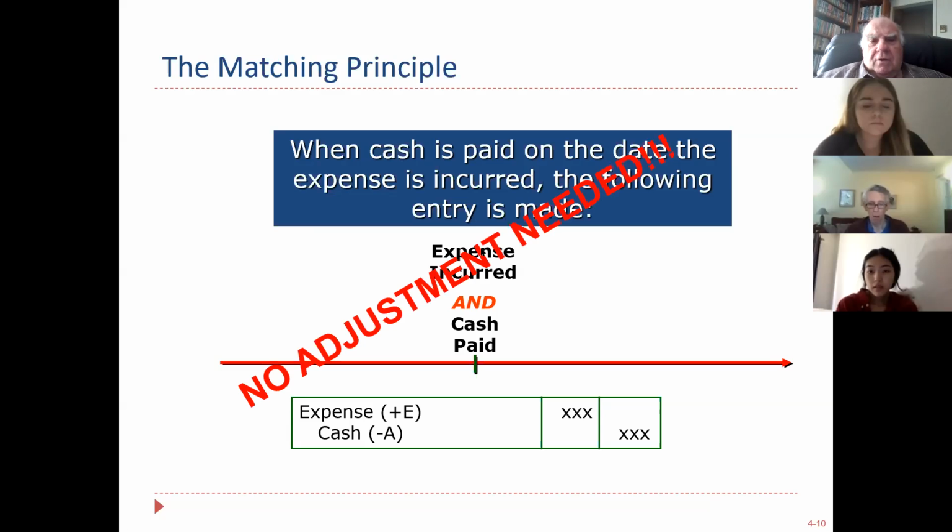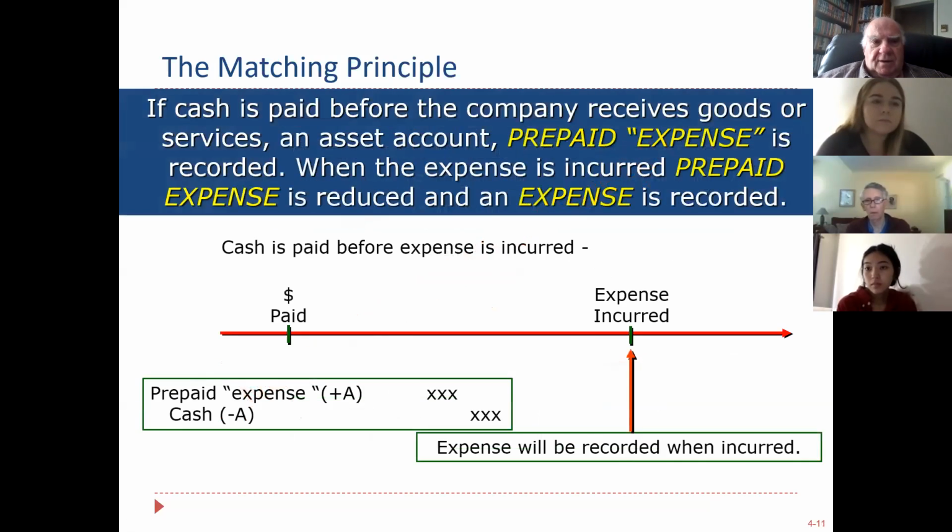And what they're saying here, when cash is paid on the date the expense is incurred, well, no entry, okay? We called in a guy to fix the copy machine. The guy came in, he fixed the machine, and he handed us a bill and said, pay me now. Expense. The revenue matched that month's revenues. We were earning revenues that month, and part of the expenses involved were in those transactions.